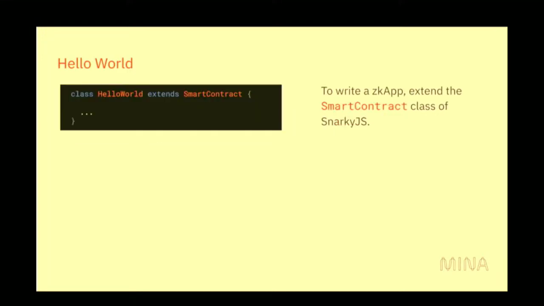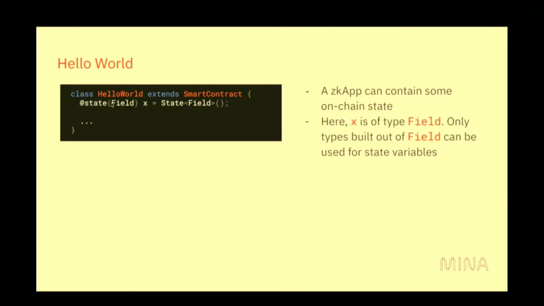To write a SnarkyJS smart contract, we just extend the SmartContract class in SnarkyJS. You just import it and extend. So here we have a smart contract called HelloWorld. It's that simple. And then if we want to define state that's going to be stored on the Mina blockchain, we have a variable here called x, and we use this state decorator in order to say we want to take this variable x, store it on the Mina blockchain, make sure that anytime it's updated, it's being updated in a legal way, and we also want it to have the type of Field. So we could change this Field type to PublicKey or UInt64, any kind of type that's comprised of fields in order to make them easier to work with, but in this case we're just using Field.